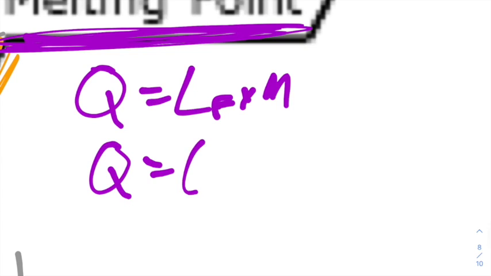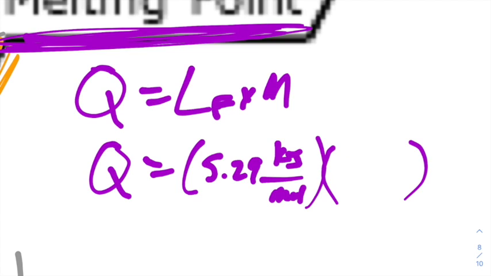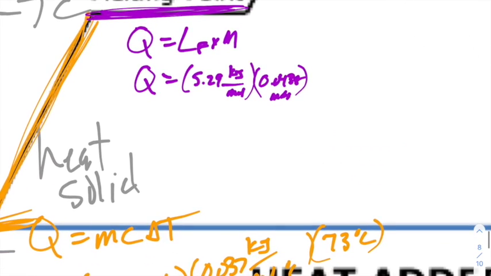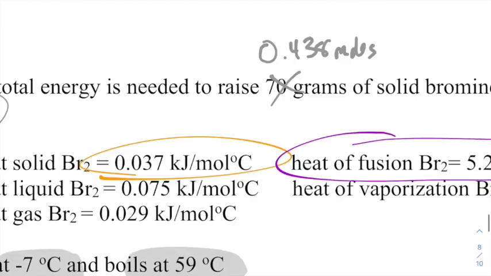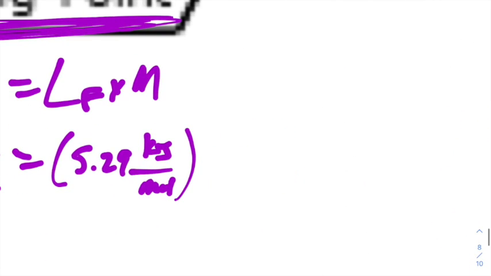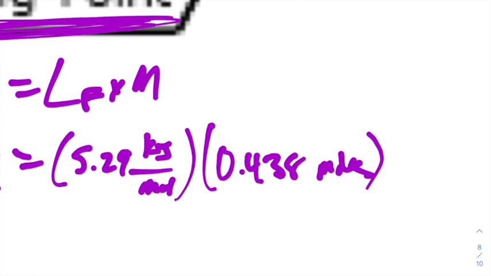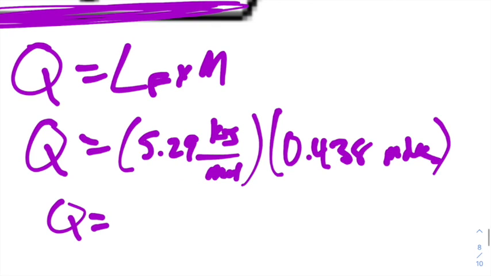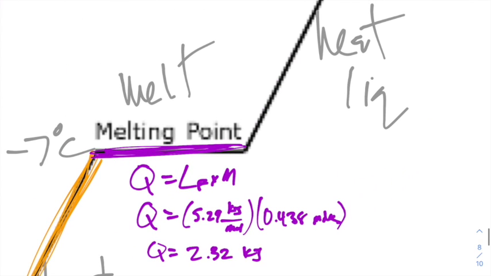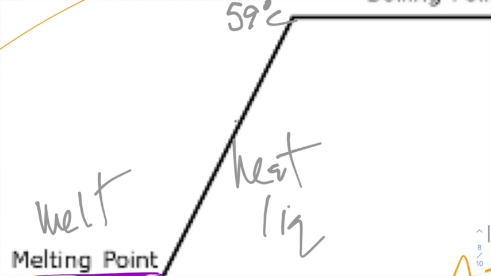Okay, so I'm going to come down here, and that's 5.29 kilojoules per mole, and it was that same number, 0.0438 moles, because it's always going to be the same amount. Nope, not 0.0438, 0.438, my bad. Almost made a mistake there. Try that again, sorry. 0.438 moles. Check your references. All right, so Q is equal to 5.29 times 0.438. That gets me about 2.32, and that's in kilojoules there. All right, so that's step 2.